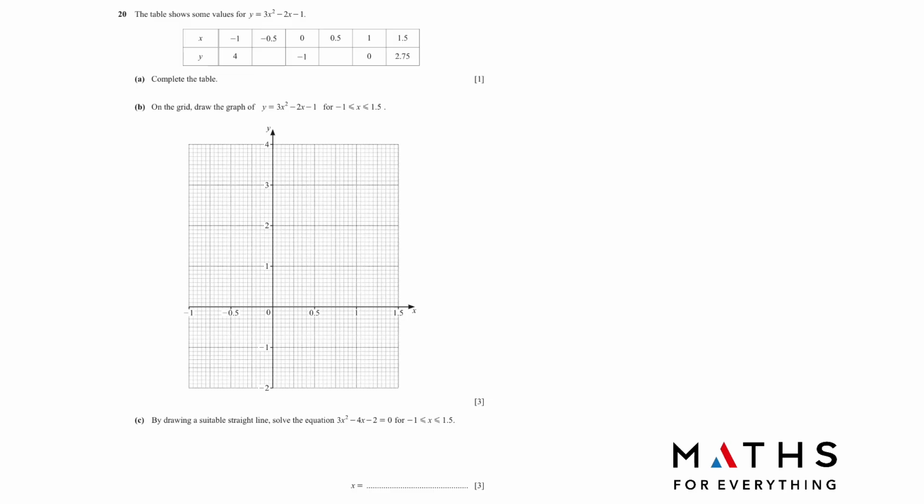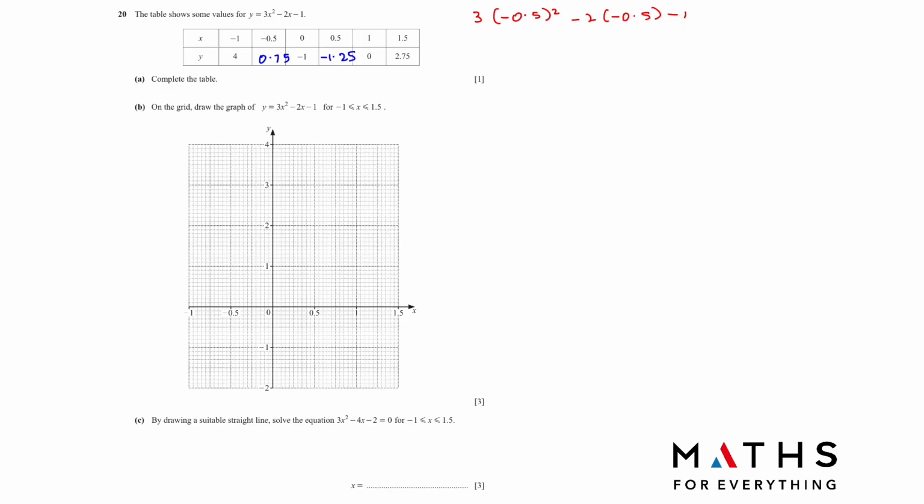Question number 20. We have to find the value of y when x is negative 0.5 and 0.5 by substituting the x values in the equation given to us. Remember to put a bracket when you are putting a negative value, or you will get a wrong answer. So this will give us 0.75, and when I substitute 0.5, I'm going to get negative 1.25. So that's done, and then we have to plot the graph.